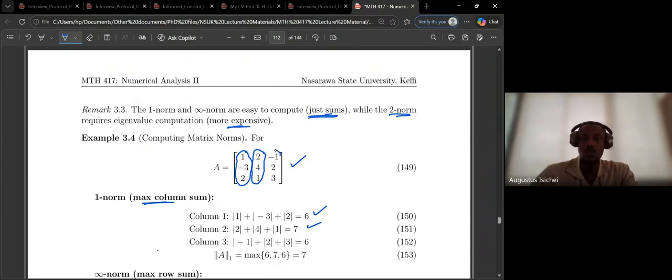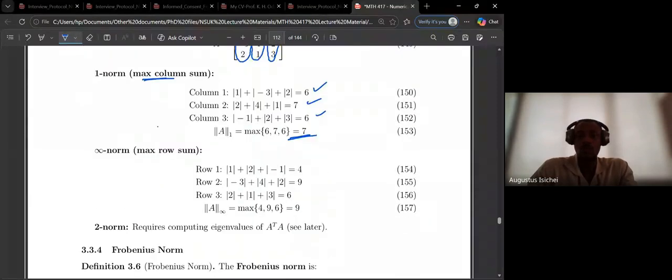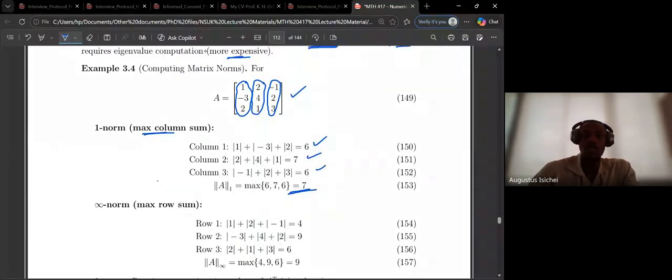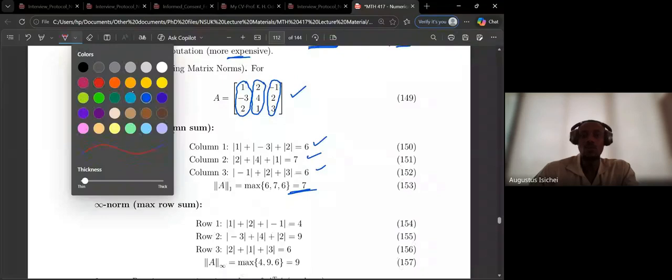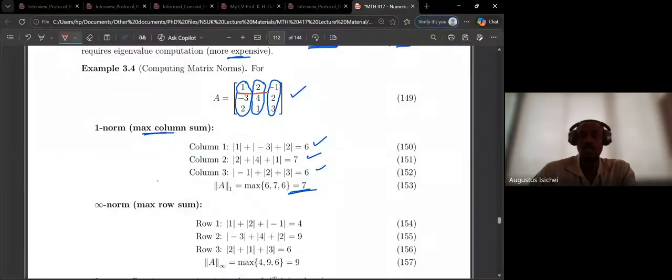The third column is minus 1, 2, and 3. You add them together, you get 6. So the maximum of 6, 7, and 6 is obviously 7. That is the maximum column sum. For the row sum, we do the same thing now. This time around, we are adding up the rows. The first row here is 1, 2, and minus 1. You add them, you obtain 4.